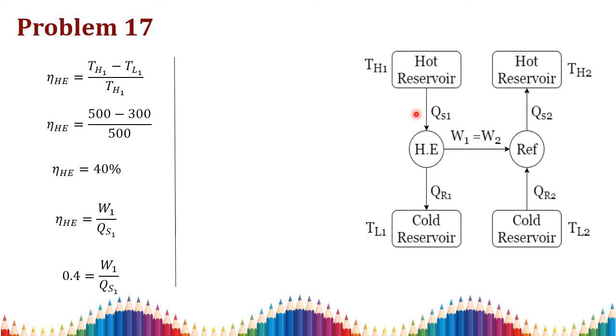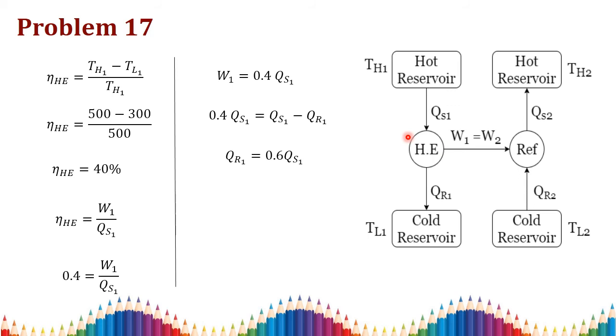First, as usual, we can find out the efficiency of the heat engine, that is (TH1 minus TL1) divided by TH1. We know both temperatures for this heat engine, so the efficiency of the heat engine will be 40%. Then the efficiency of the heat engine can be written as work done divided by heat supplied. With this, we can write an equation: work done is equal to 0.4 into QS1.